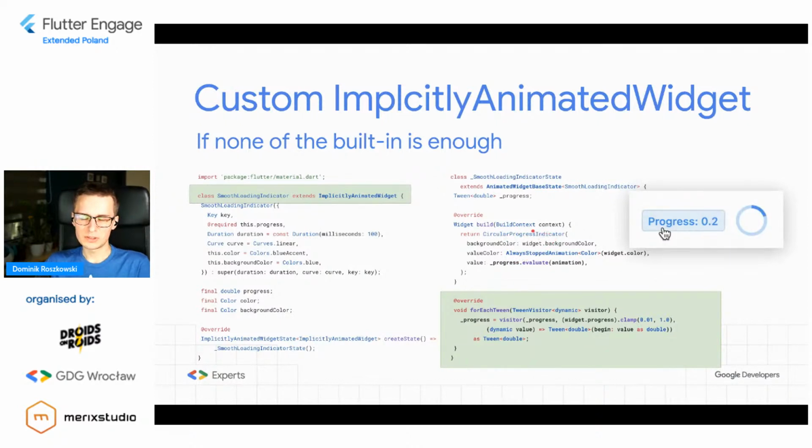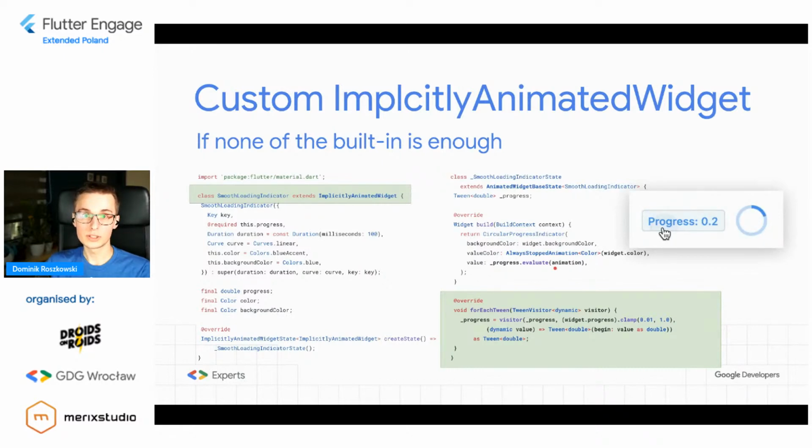The API for this widget is a bit strange. So for instance, if you want to provide a constant color, you have to provide this always stopped animation, which is very strange. But also this makes it so that you don't have to create an animation for a color. You just need to provide a value as a value of your tween.